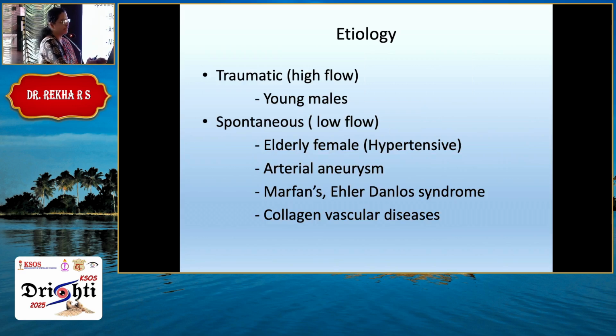Etiologically, it can be traumatic, which is usually high flow and occurs in young males, usually after an RTA, or spontaneous, which are usually low flow fistulas, where there is pre-existing arterial weakness, common in elderly hypertensive females, or arterial aneurysms or other syndromes where there can be arterial weakness.